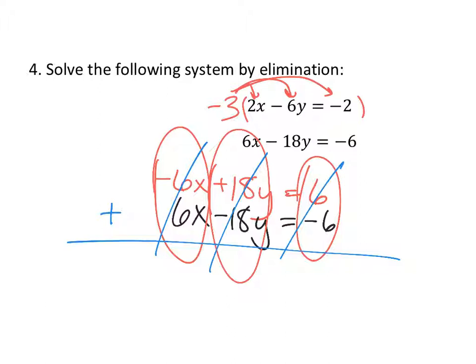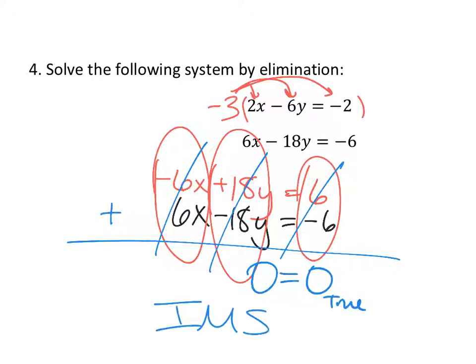What did you just say? 0, no solution. Well, 0 equals 0, so there is a solution. What is the solution then? Infinitely many solutions. IMS. Because this is a true statement, my friends. We will say IMS, infinitely many solutions, as the answer here.